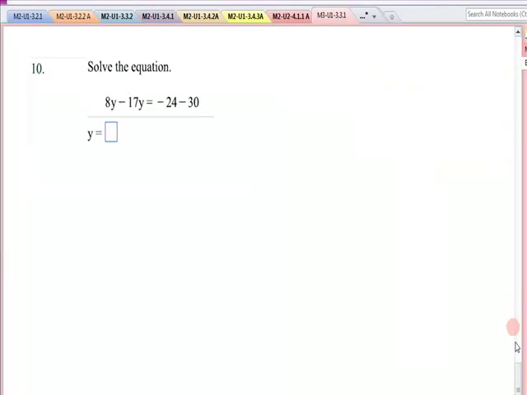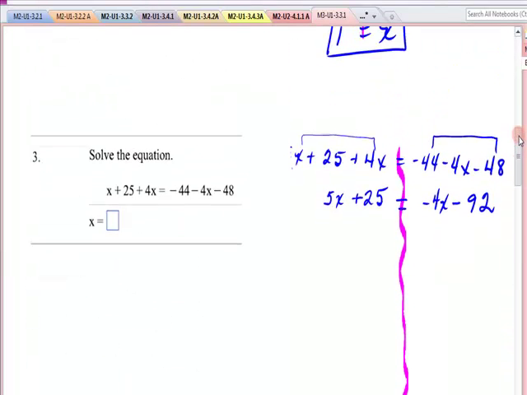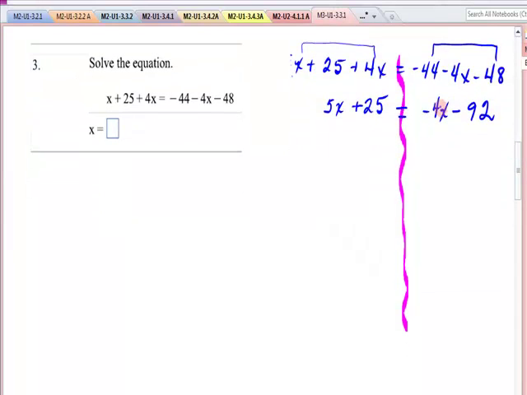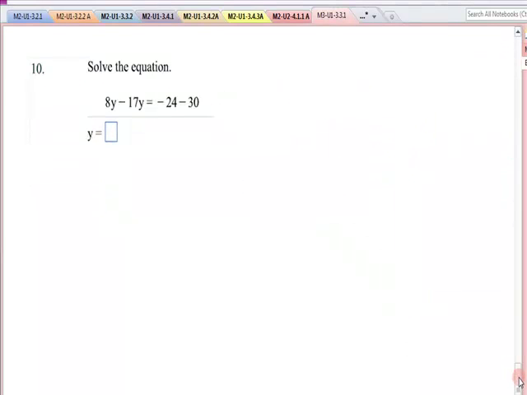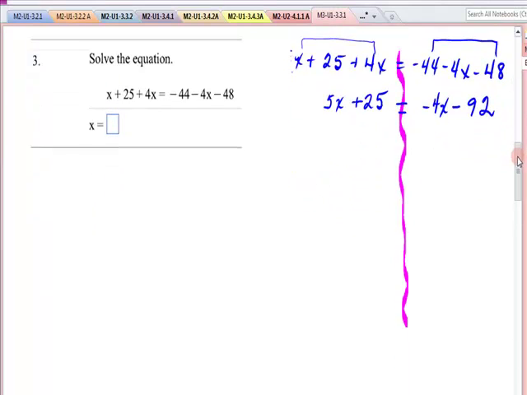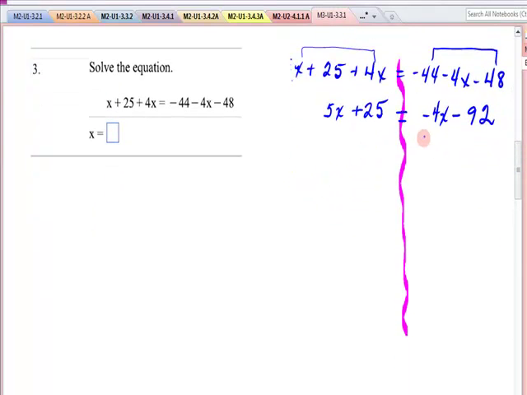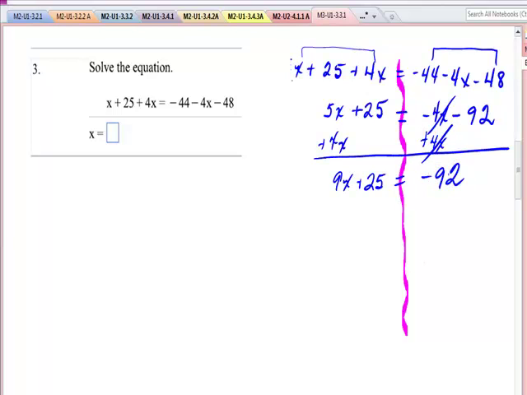Yes. Whoops, sorry. I touched something. All right, I'm going to get rid of the smaller one. Well, that just seems to be something my hand likes to do. I am going to add 4x, add 4x. That gives me 9x plus 25 is equal to, those are opposites, negative 92.